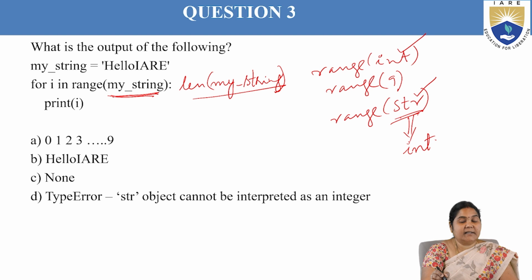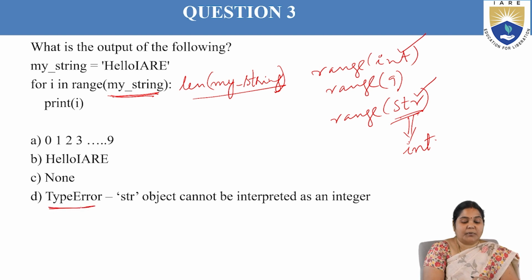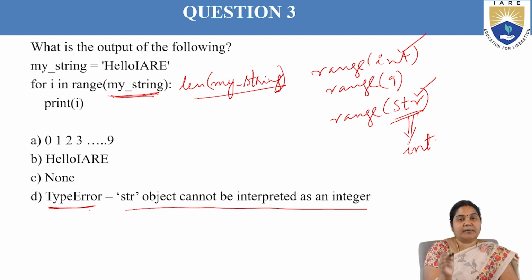So the error is related to the data type. So the error will be a type error. That's why the error will be a type error. What is that error? The exact error message is that the string object cannot be interpreted as an integer. For the range function, we need an integer, and a string cannot be converted into an integer over here.